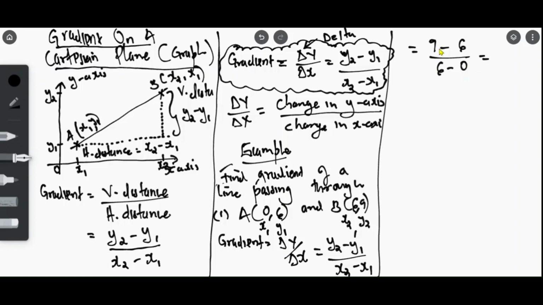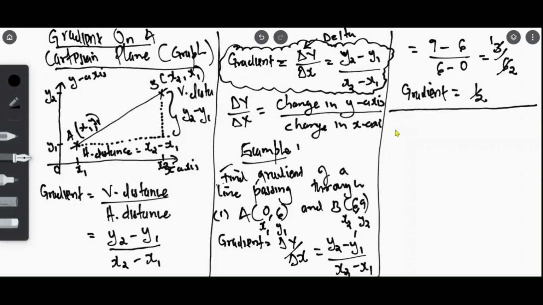So I work out this one. 9 minus 6 equals 3, and 6 minus 0 is 6. Can I simplify? Yes, I can. By 3, 3 divided by 3 is 1, and 6 divided by 3 is 2. So the gradient of that line, the slope or the gradient, is 1 all over 2. And that is how I get my answer.